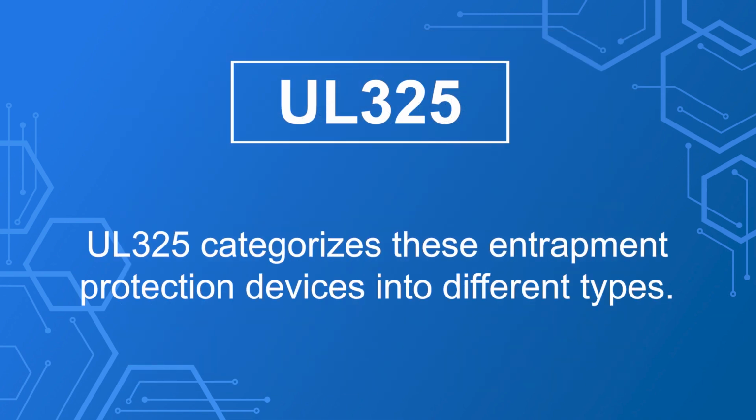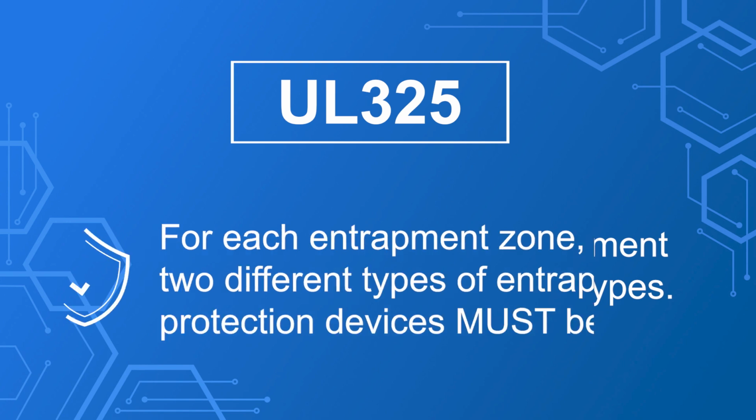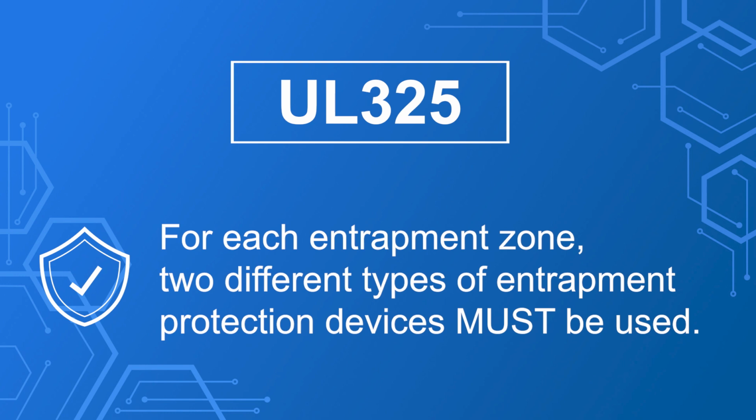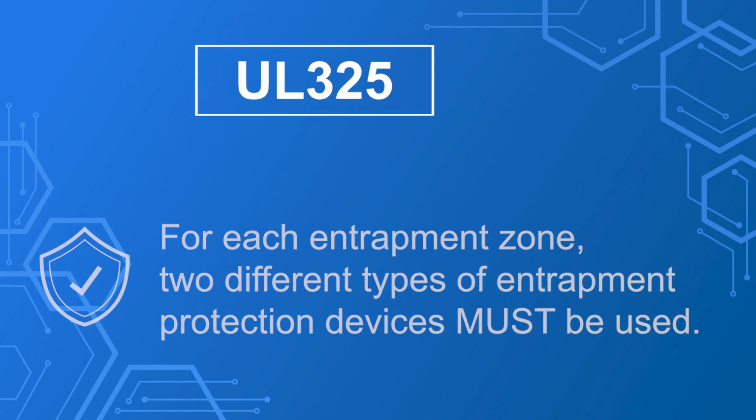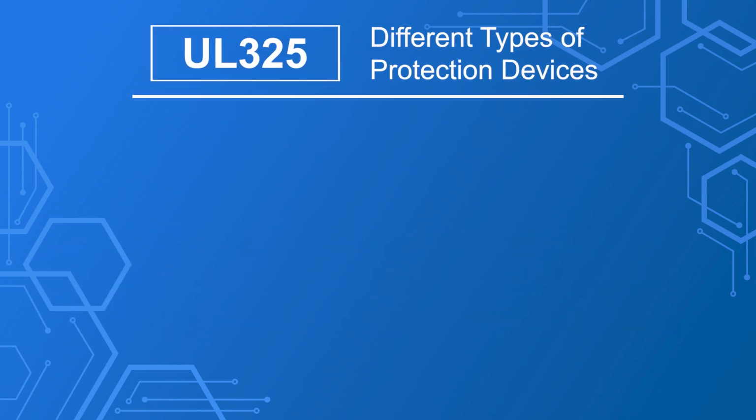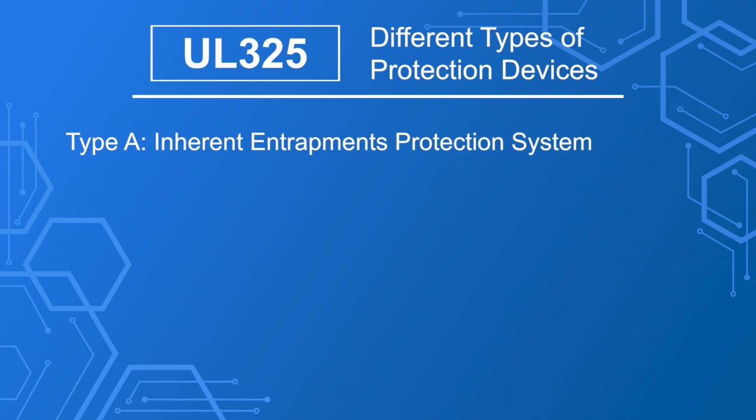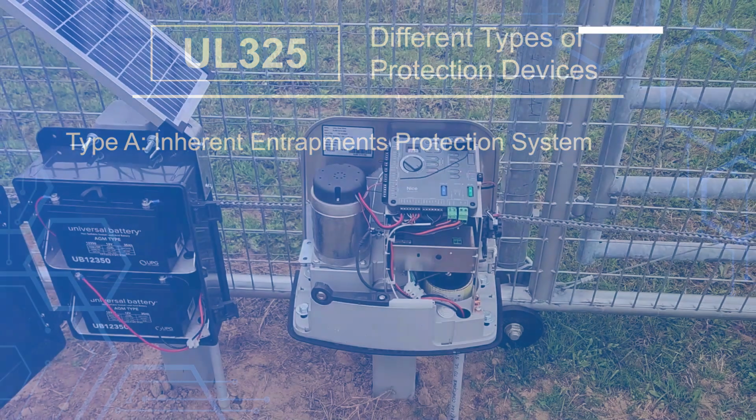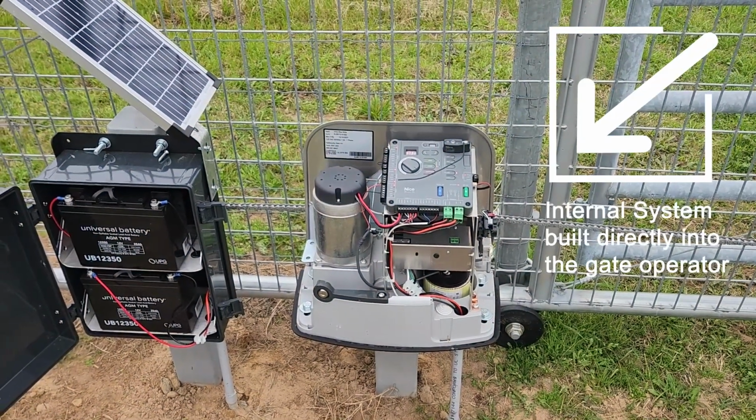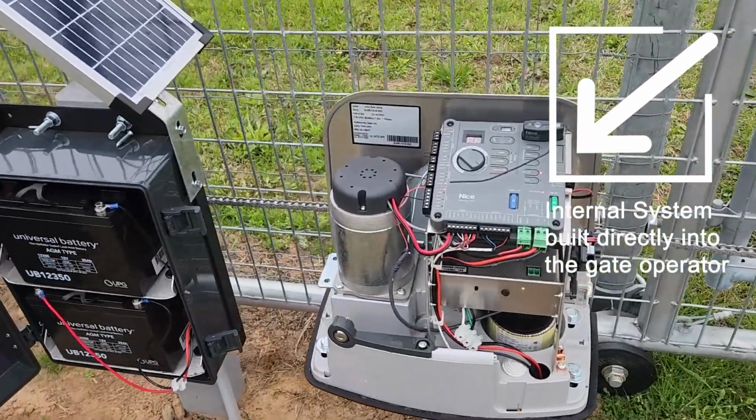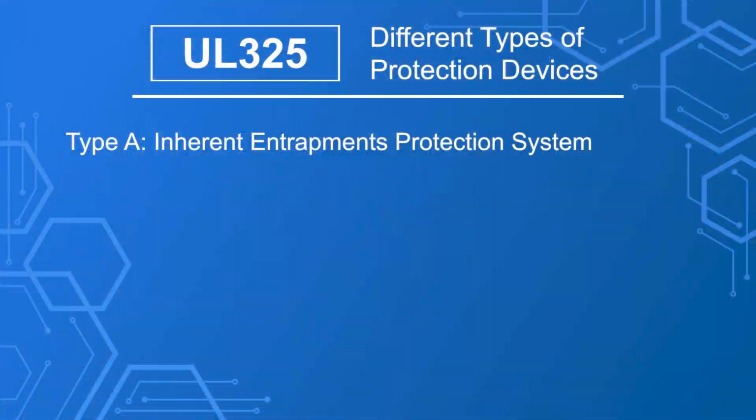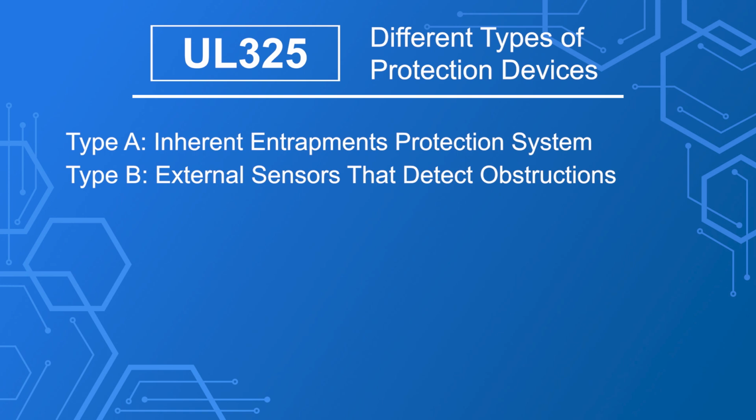UL325 categorizes these entrapment protection devices into different types. And keep in mind that for each entrapment zone, two different types of entrapment protection devices must be used. Type A is any inherent entrapment protection system. These are sensors that are built directly into the gate operator system that will automatically detect obstructions and reverse to stop movement. Type B is any external sensor that will detect obstructions in the path of a gate opener.